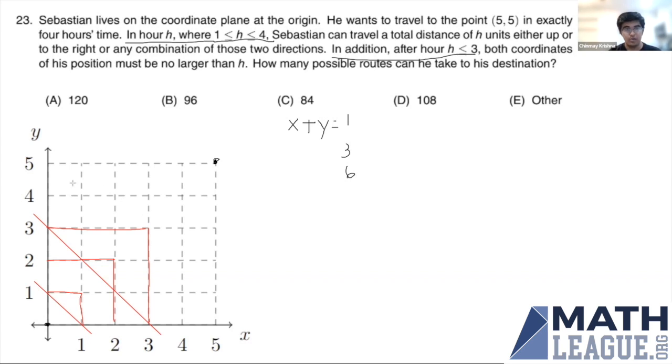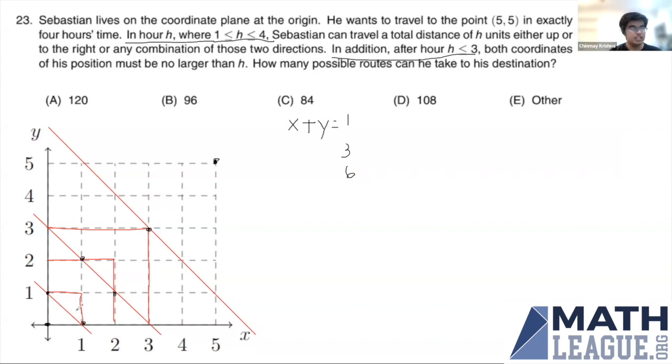And then after 3 hours, x plus y equals 6. So that would mean there's only 1 point that he'd have to be at after 3 hours, which is 3, 3. And then finally, after 4 hours, he has to be at 5, 5. So now let's look at those points. We start at the origin, and then we either go to 1, 0 or 0, 1. Then after 2 hours, it's either 1, 2 or 2, 1. After 3 hours, he has to be at 3, 3. And after 4 hours, he has to be at 5, 5.